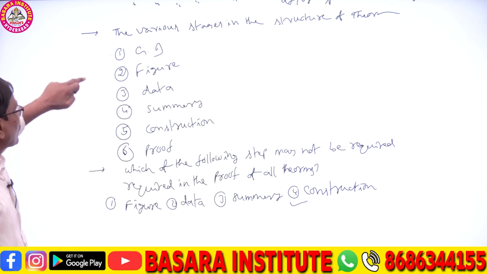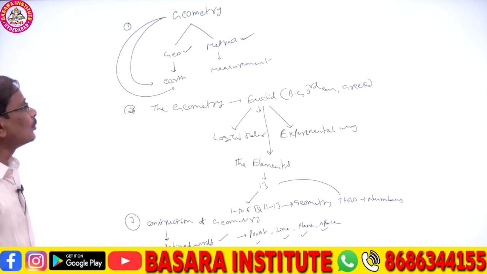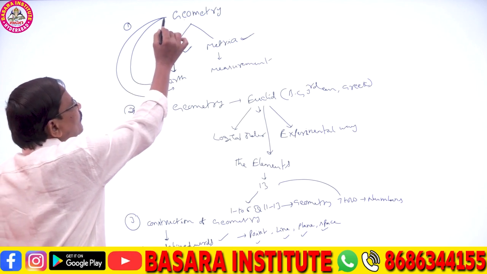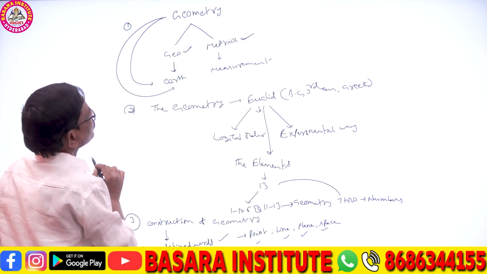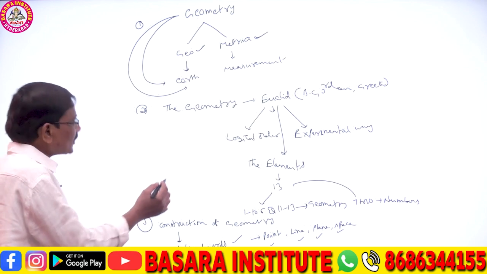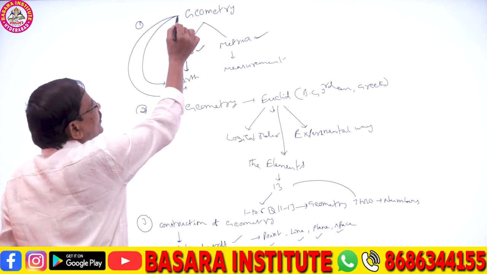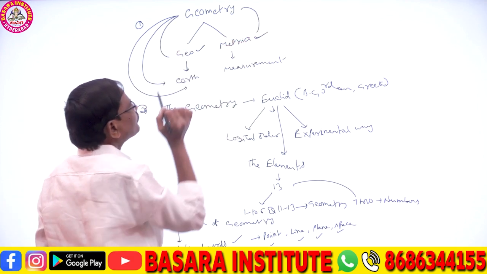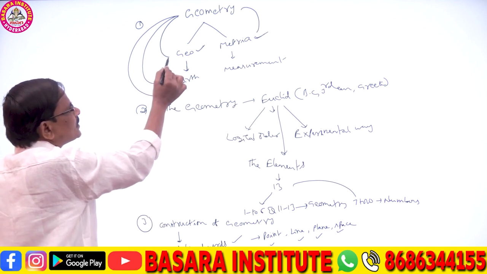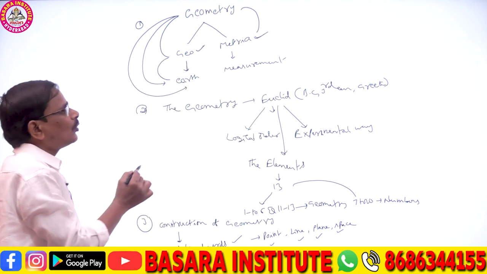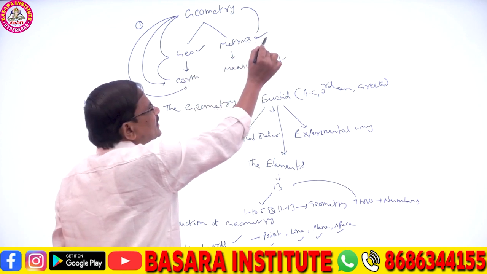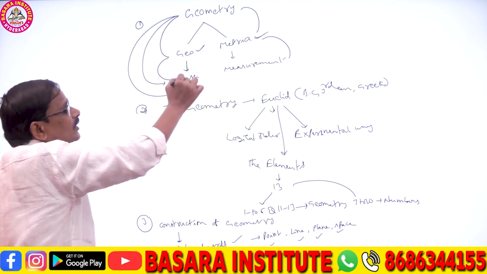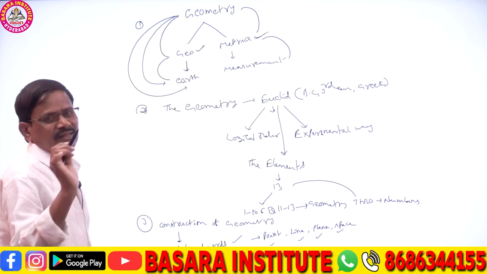Right, once again from the beginning. The English word geometry is taken from 2 Greek words. The first one is geo and the second one is metria. Geo means earth, and metria means measurement. So simply, the meaning of geometry is measurement of the earth. So that is the first one.